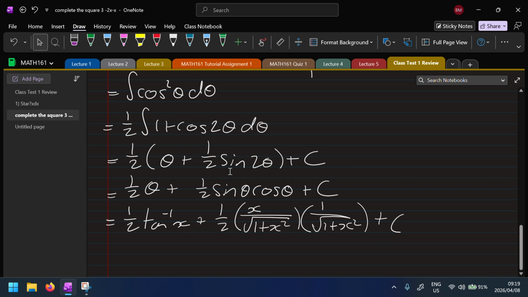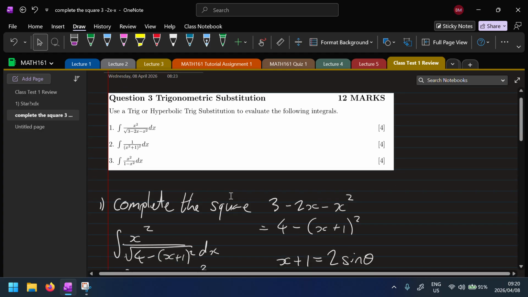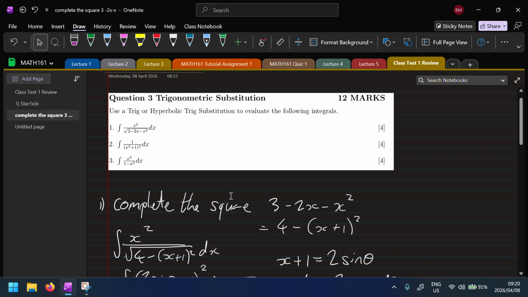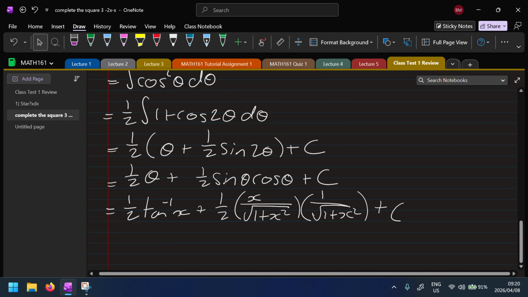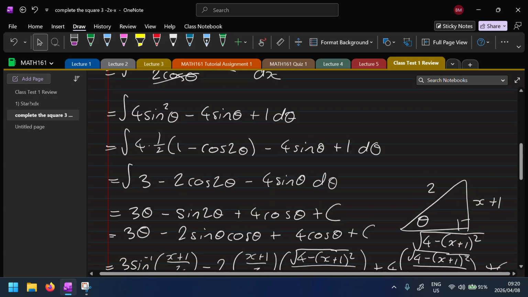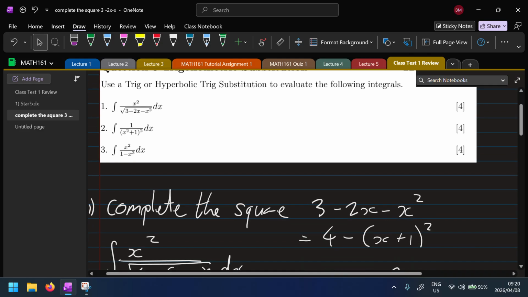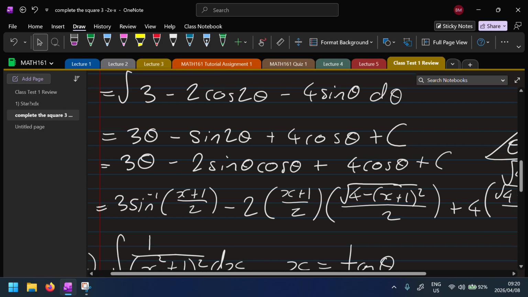Okay, so again, 4 marks. So your substitution, integration, final answer, and then your picture on the side. Okay, last one, number 3. We've got a squared minus x squared. So that will be sine because of the a squared minus x squared. So here, x squared over 1 minus x squared. So x will be sine there.